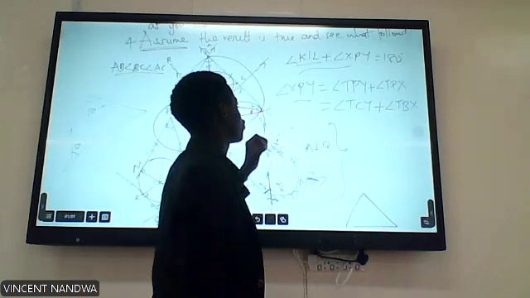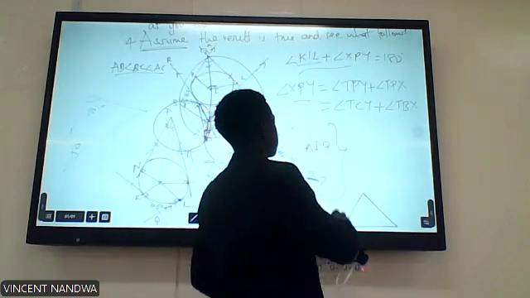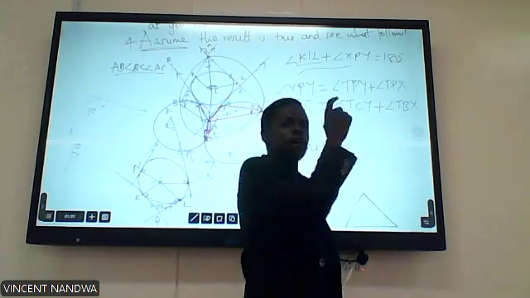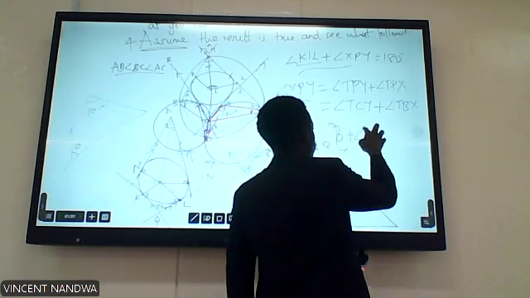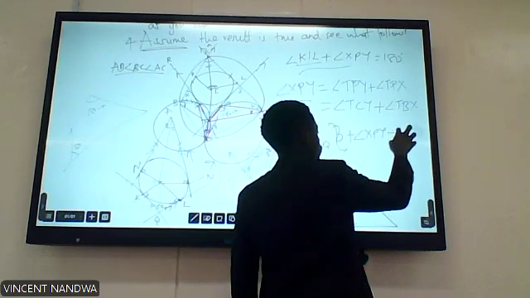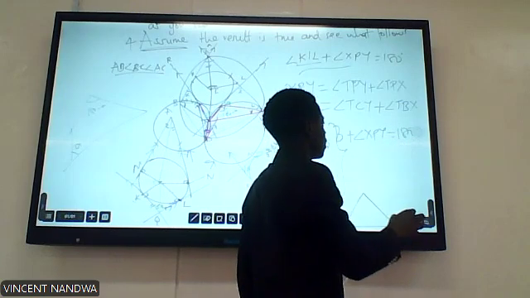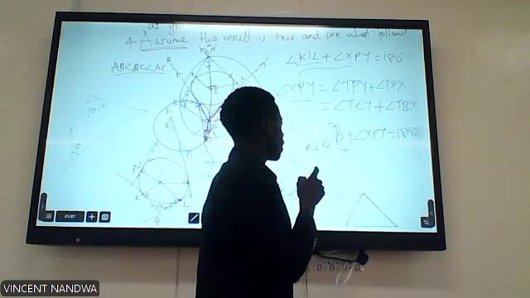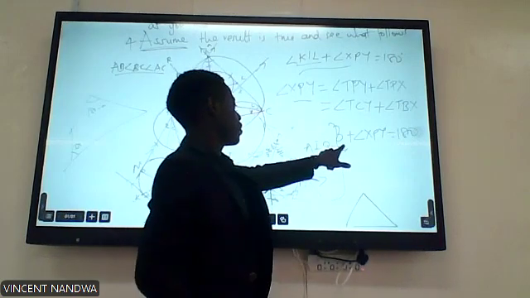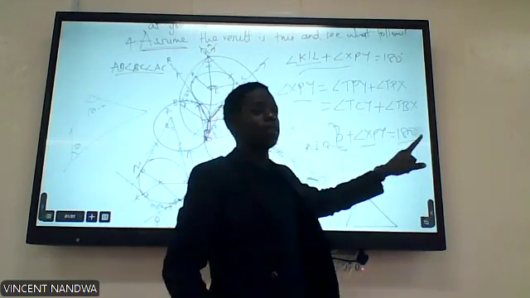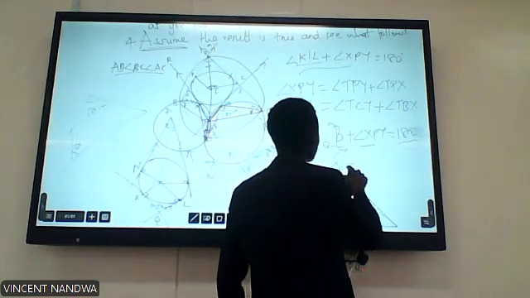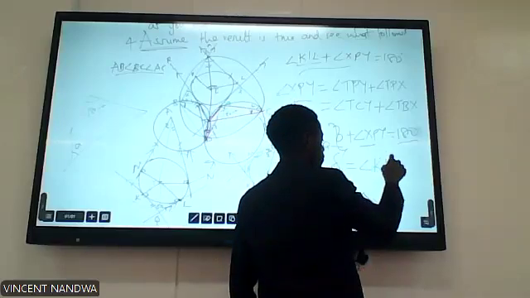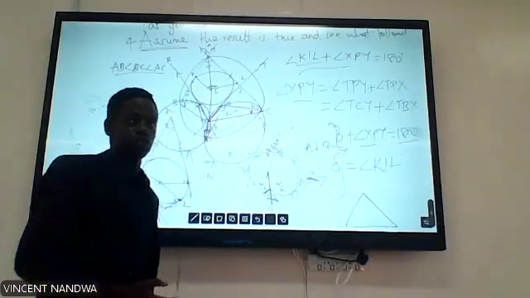So what exactly remains? I need to find some angle, let me call it angle delta, such that if I add angle delta to angle XPY it is equal to 180 degrees. And then can I show that angle delta is actually equal to angle KIL? So that's how I've restructured the question.